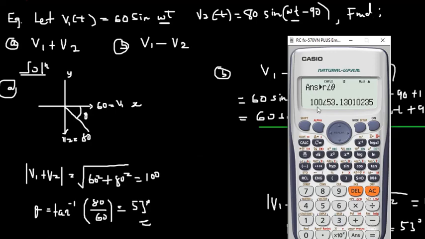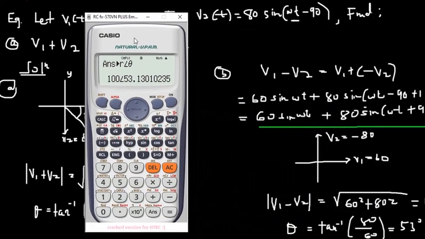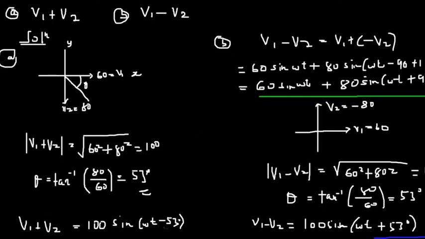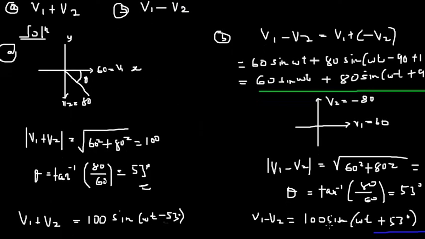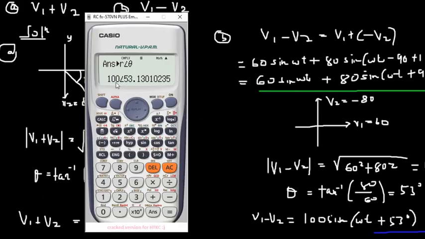So you end up with 100 with an angle of 53. The same thing applies over here. We could notice that we had 100 sin(ωt + 53 degrees). So the same thing applies over here: 100 and then 53 degrees.